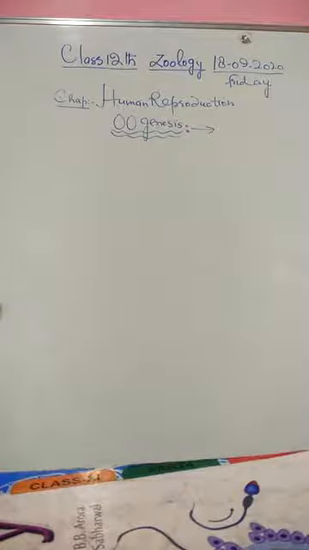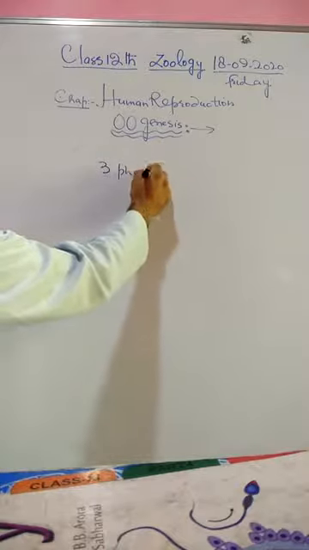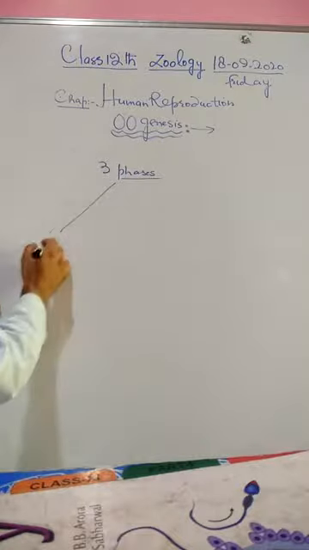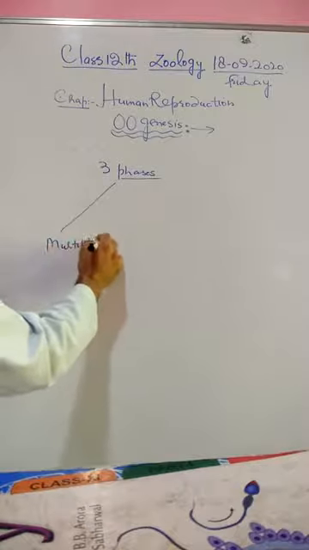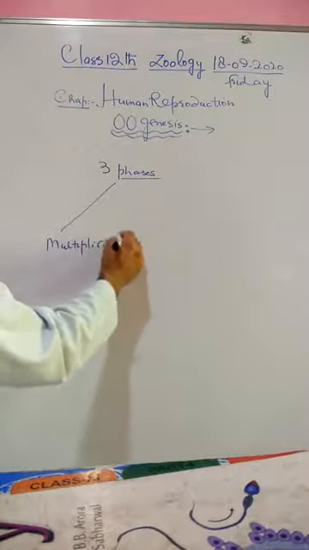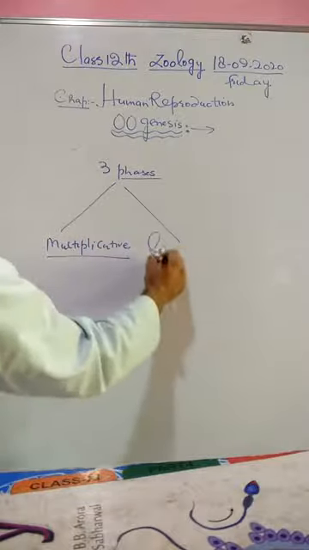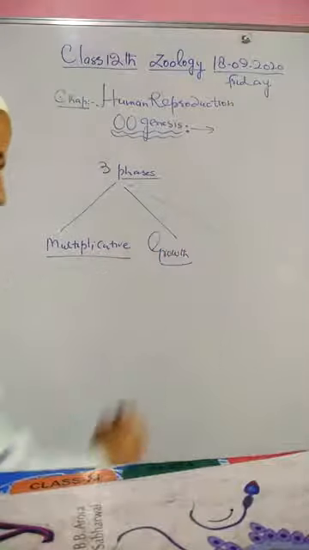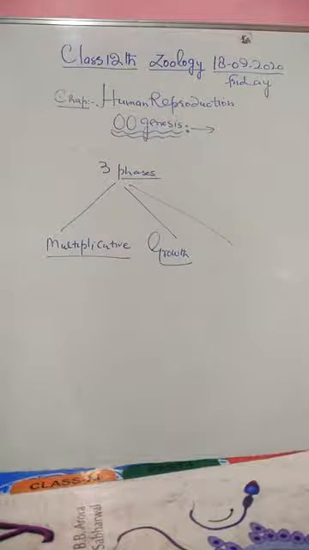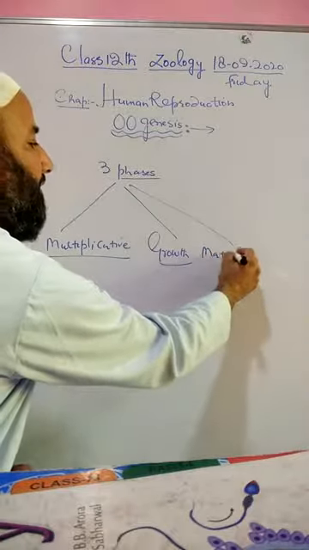The mechanism of oogenesis is formed of 3 phases. The first is called the multiplicative phase. The second phase is called the growth phase, and the third phase is called the maturation phase. So there are 3 phases.